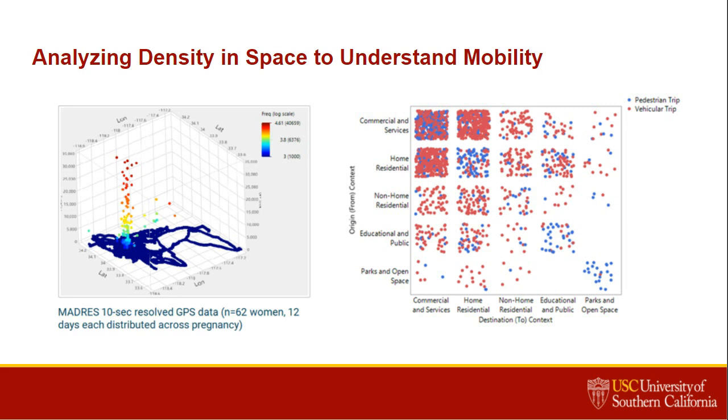So overall, we see in this population of pregnant women in MADRES that there are about 3 times more vehicular trips than pedestrian trips, and that most of these pedestrian trips, the walking, is happening within commercial and services locations or between them, and very little walking is happening at parks and open spaces. And that's potentially a problem for LA and something that we can intervene on or share with the city officials to shed light on the need for nicer, bigger, better, safer, cleaner parks and open spaces. That's what you see at the very bottom right-hand corner.